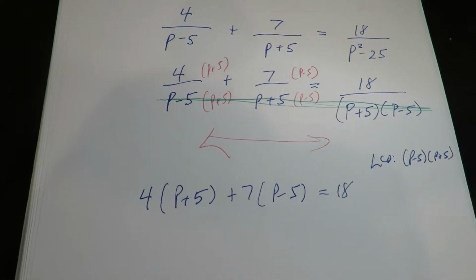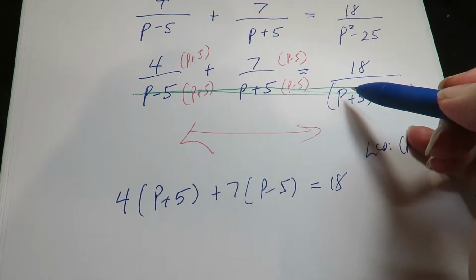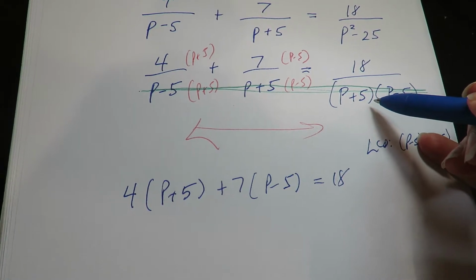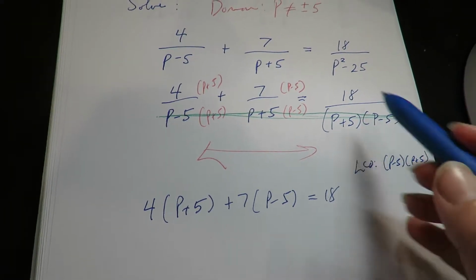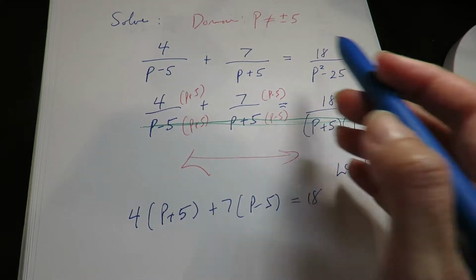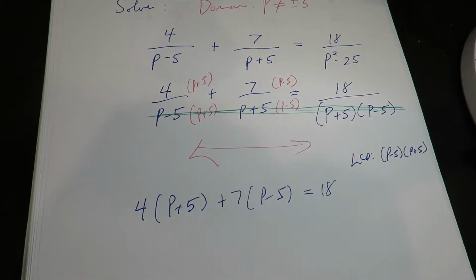Alright, so if you like that way of solving this, you just get all the denominators the same and then you can cross them out. If you don't like that technique, you can multiply everybody by the LCD and cross out the fractions. That's the other way to do it.